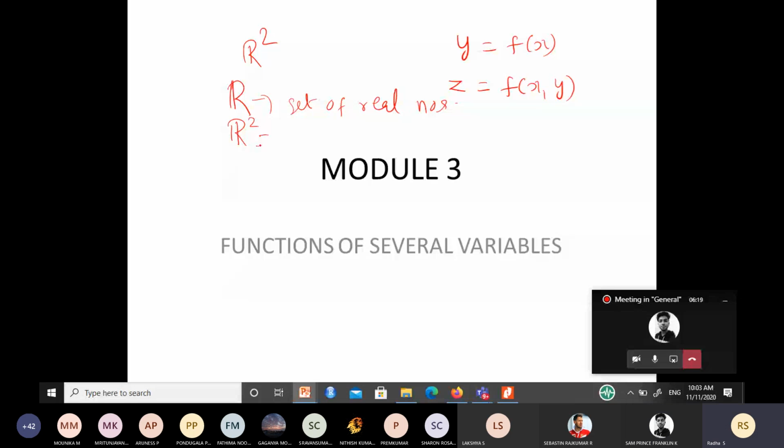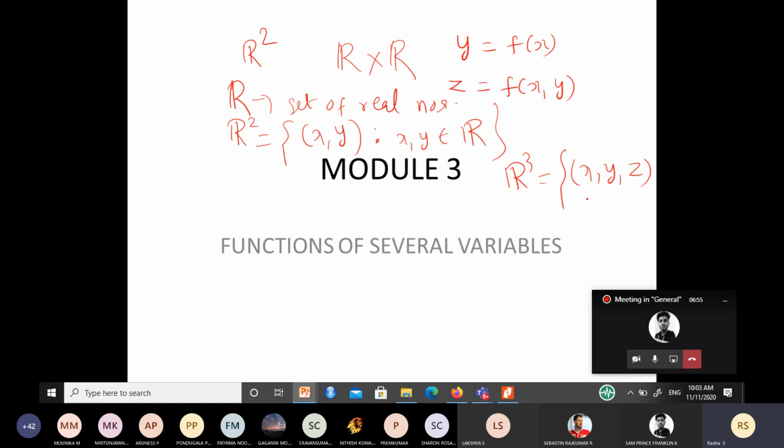R square is not the square; it is R cross R, the direct product you might have studied, right? R cross R means you have pairs of elements like this. It is the set of all x comma y such that x and y are real numbers, like x1 comma y1, x2 comma y2. So every element is a doublet. That is R square. If you see R cube, any element will look like x comma y comma z such that x, y, z belong to the real numbers. So each and every entry is a real number.